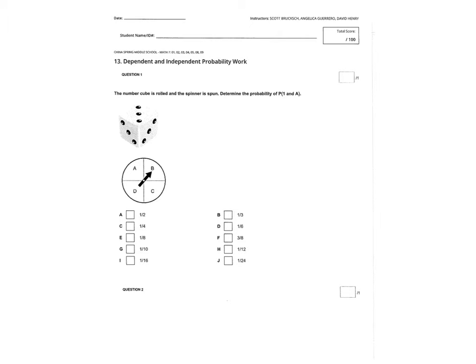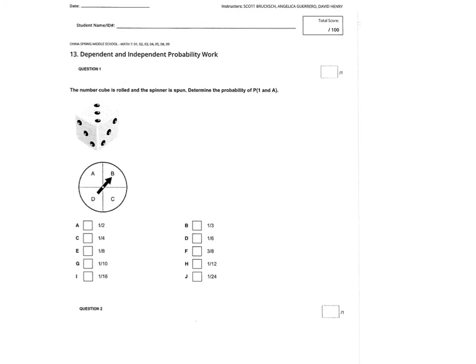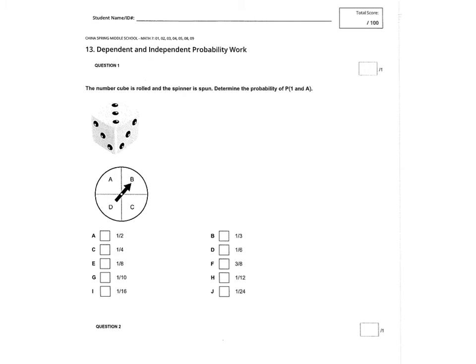Okay, dependent and independent probability work. So that's when there's two different things that you're comparing the probability to. So a number cube is rolled and the spinner is spun. Determine the probability of rolling a 1 on the dice and landing on A on the spinner.